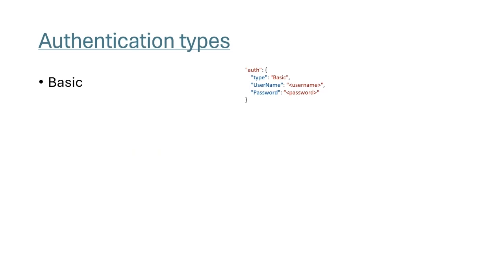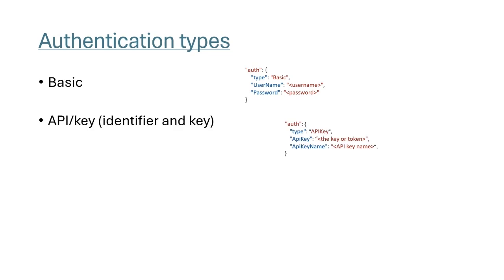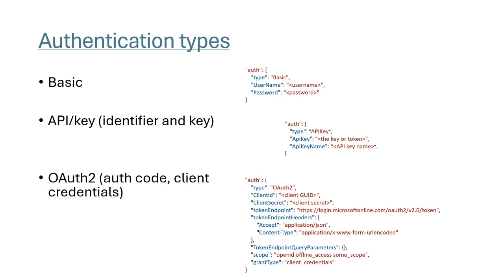Quite simple, right? Then we also support API key, right? An identifier and a key. This is the way in which you codify that into the template, into the REST API configuration. Just type API key, the API key specifically, and the name that we need to provide for that API key. And then we have also OAuth2, right? There are two types of OAuth2 support that we provide, authorization code and client credentials. So you define this in this specific way.